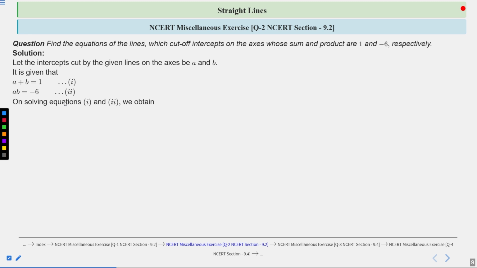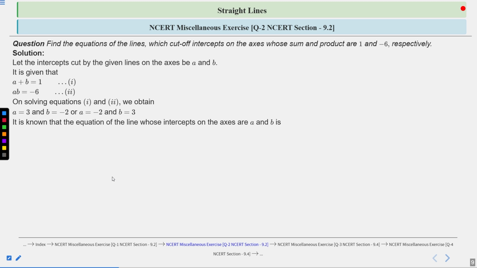So when solving equations 1 and 2, we obtain the value of A is 3 and B equal to minus 2, or A equal to minus 2 and B equal to 3. So basically we obtain two values of A and two values of B. A is 3 and B is minus 2, or A is minus 2 and B is 3. And it is known that the equation of the line whose intercepts on the axis are A and B is x over A plus y over B equal to 1.